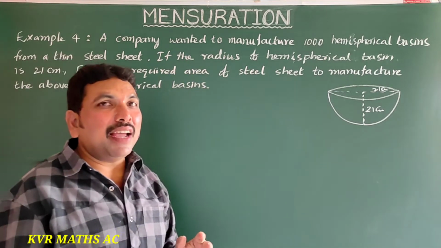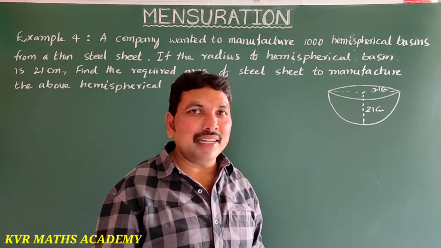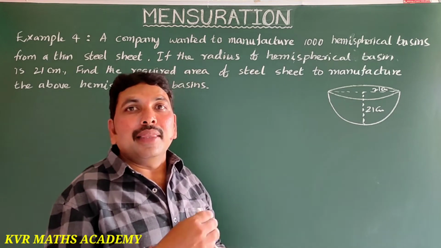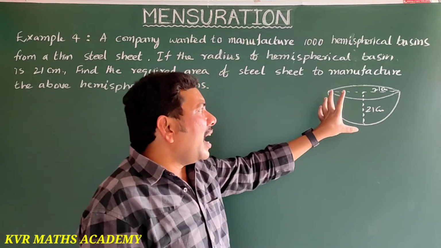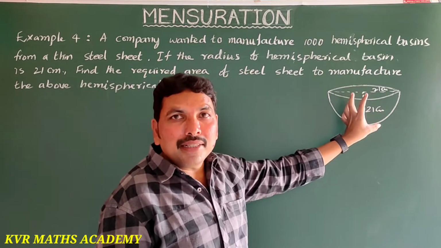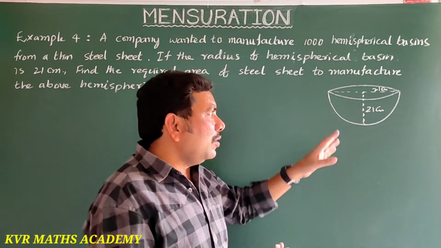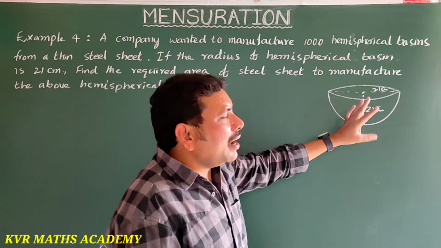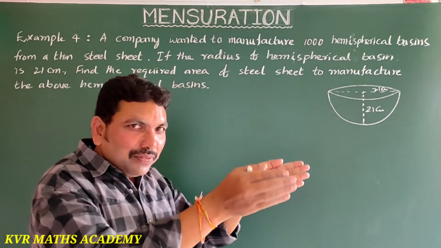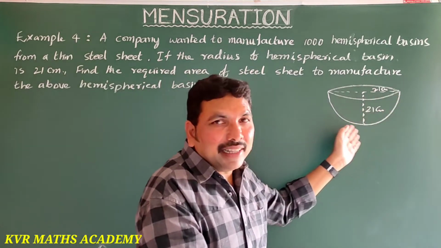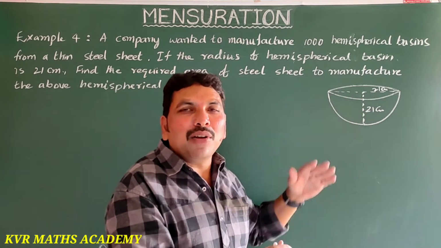A company wanted to manufacture 1000 hemispherical basins of radius 21 centimeters each. Right? So, we have to find the area of the steel sheet required to manufacture 1000 basins of radius 21 centimeters each. Let us find. Here, what area do we have to find? Total surface area or lateral surface area? Actually, a basin is shaped like this, no? That's why we have to find only the lateral surface area of the hemisphere.